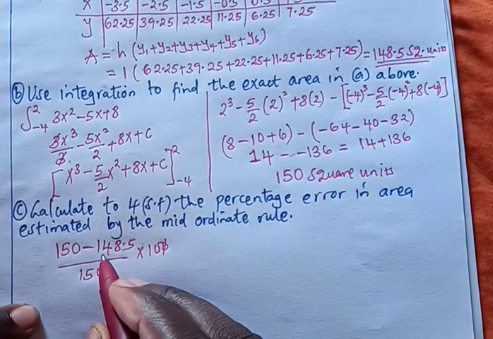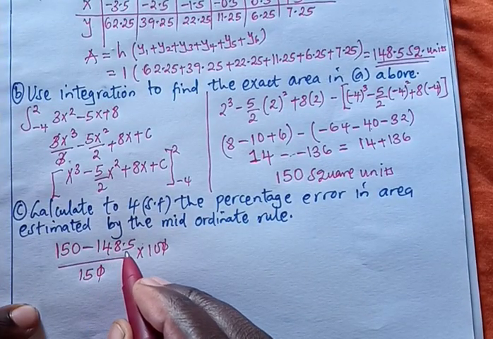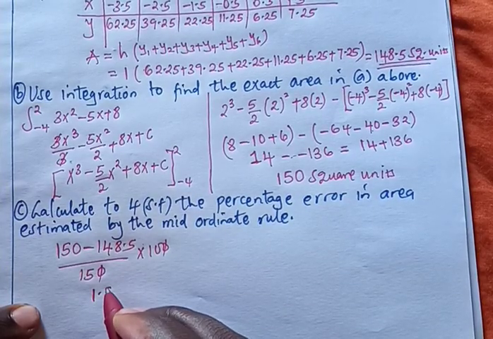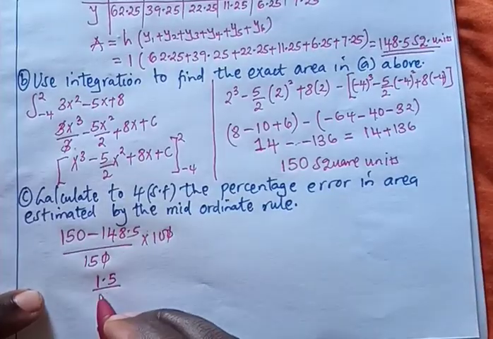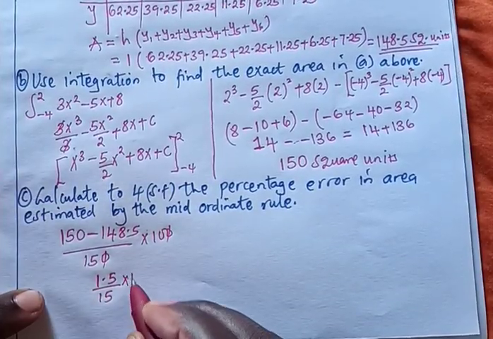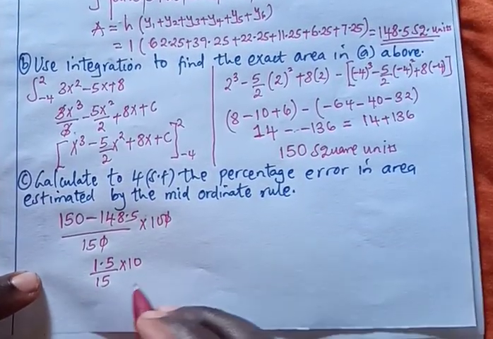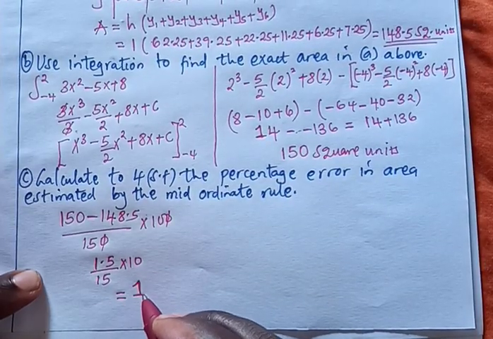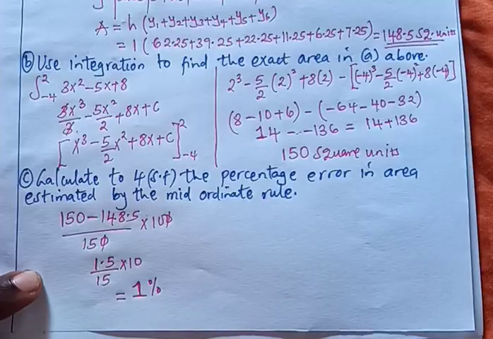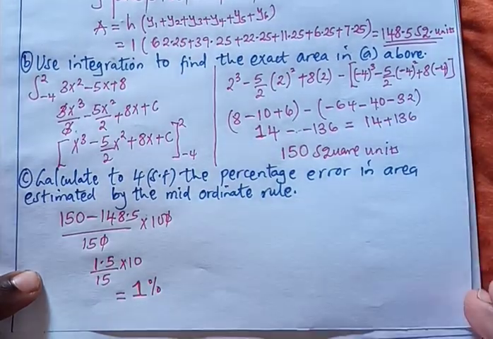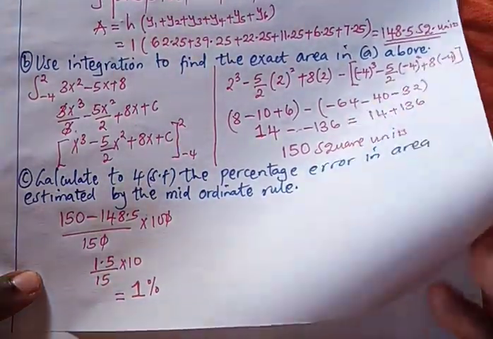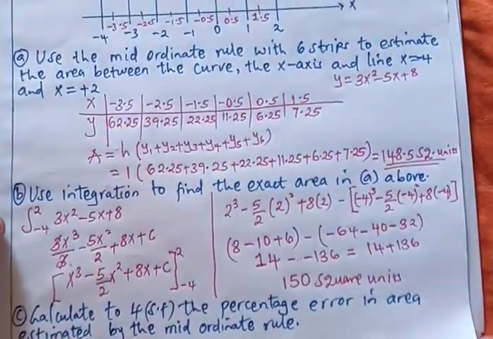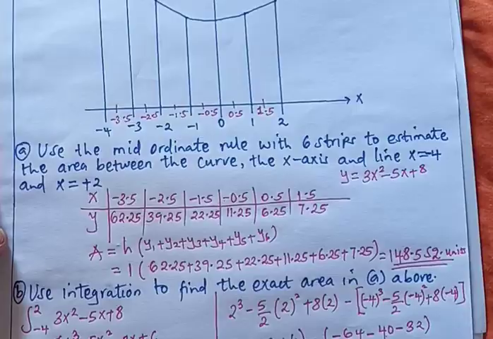So 148.5 take away 150 will give 1.5. Then you divide by 150, which is 15 times 10, and the answer is going to be 1% as our percentage error. So the percentage error in this case is 1%. Very easy. This is a 10-mark question. It is very easy for all of us.